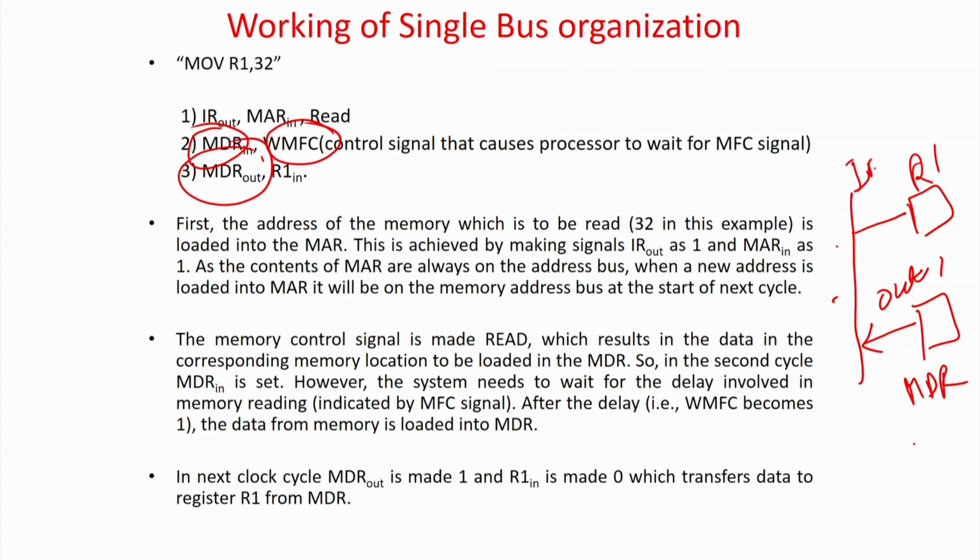So, this R1 in signal has to be 1. The memory data will be given over here. Again, in this case these are the two control signals generated: memory data register out equal to 1 and R1 in equal to 1. As both are registers, they are all internal signals. So, this is how, in a single bus, the memory operation, that is reading from 32 into R1, works. What I have told is written in the text over here, which you can go through.